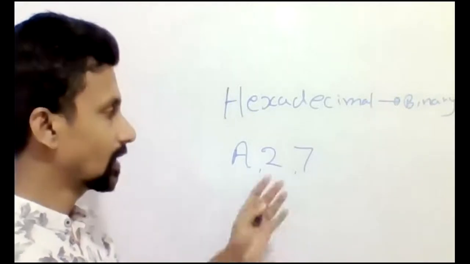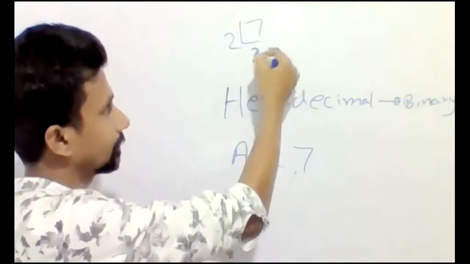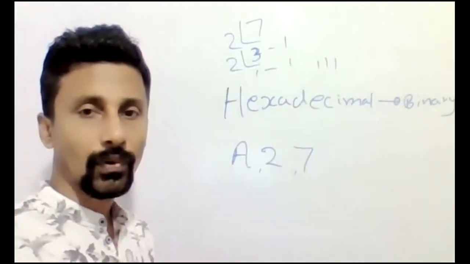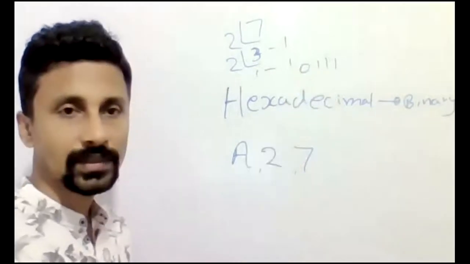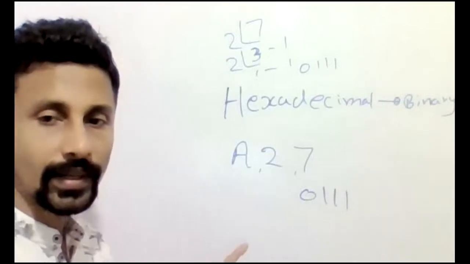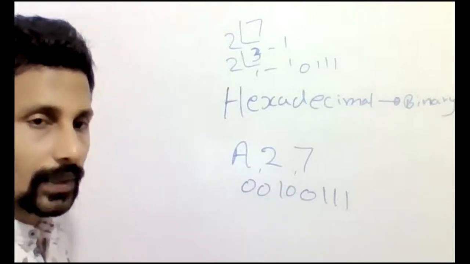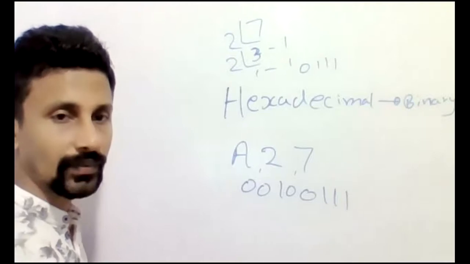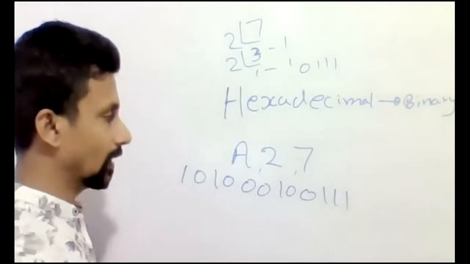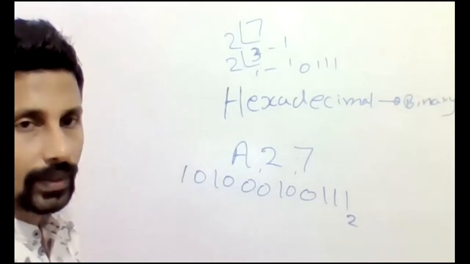4 binary digits. 7, if you divide 7, you can see the answer will be 1, 1, 1. But to make it 4 digits, you have to put 0. Nothing will happen when you put 0 in front. So I can write 0, 1, 1, 1. In the same way, 2 you can write as 1, 0, but your answer should be 0, 0, 1, 0. Then A means 10. When you convert it to binary, you get 1, 0, 1, 0. If you want, you can divide and check. Then your answer will be this one. Put the base value 2. Okay, take this down quickly.